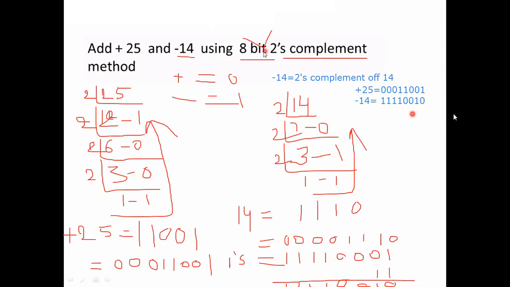Now we are adding these two numbers. 1 plus 0, that is 1. 0 plus 1, that is 1. 0 plus 0, 0. 1 plus 0, 1. Next 1 plus 1, that is the sum is 0.